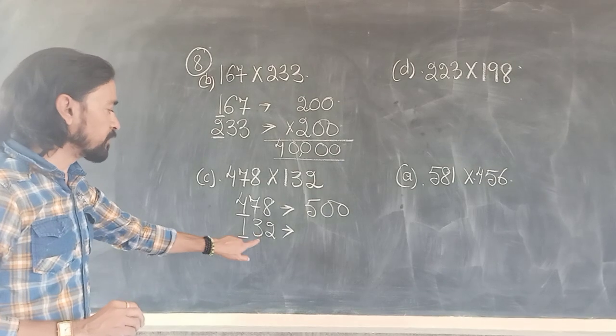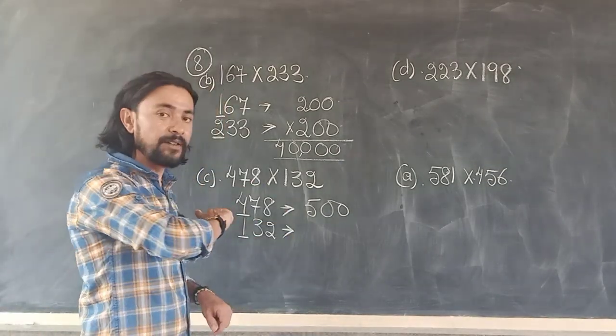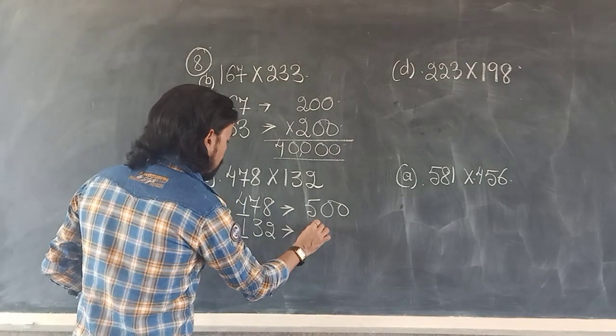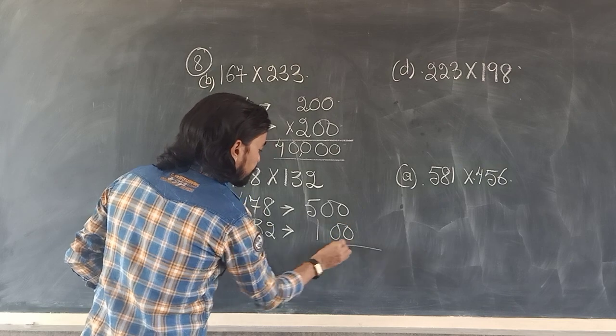After 1 is 3. 3 falls in the first category: 0, 1, 2, 3, 4. So this 1 will not change. 1 will remain 1. The remaining will become 0.